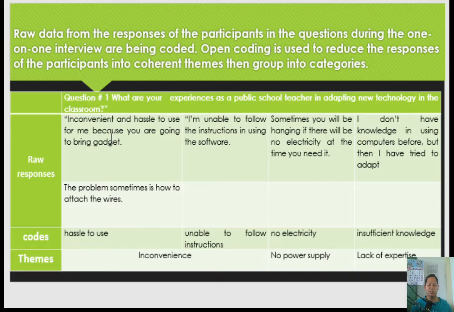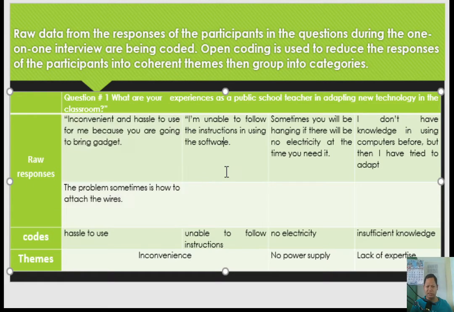Then the code we're going to use here is hassle to use. You can see as I assign here the code hassle to use, I find it in this response. So how to make the code? Make sure that the idea of the participants is also in line with the code you are going to use. It depends upon your study. Just choose a word that is catchy to your readers.